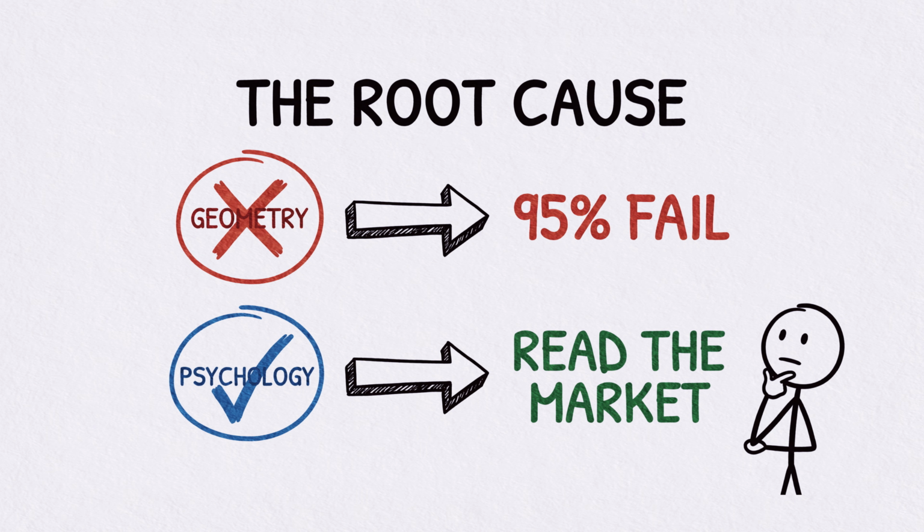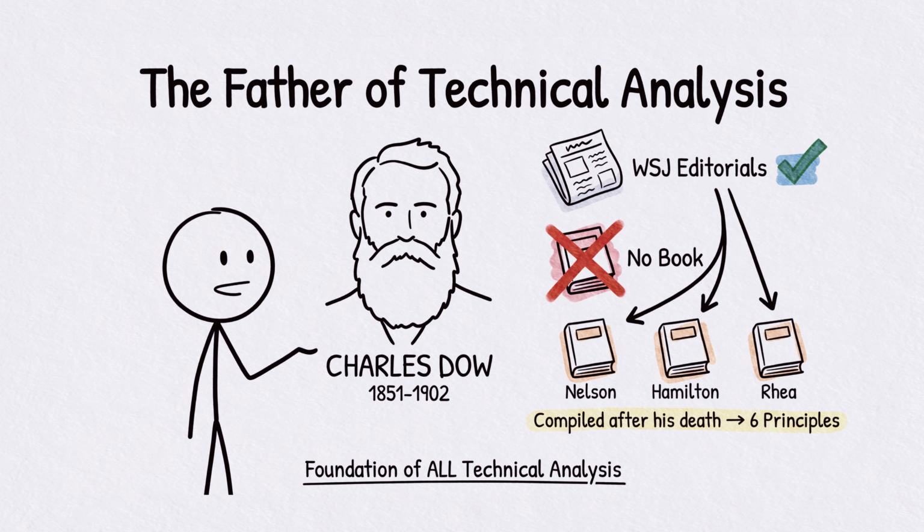Here's something most people don't know. Charles Dow, the father of technical analysis, never wrote a single book. He wrote editorials for the Wall Street Journal in the late 1800s. After his death, S.A. Nelson and William Hamilton compiled those observations into 6 principles. Those principles became the foundation of everything we call technical analysis today.